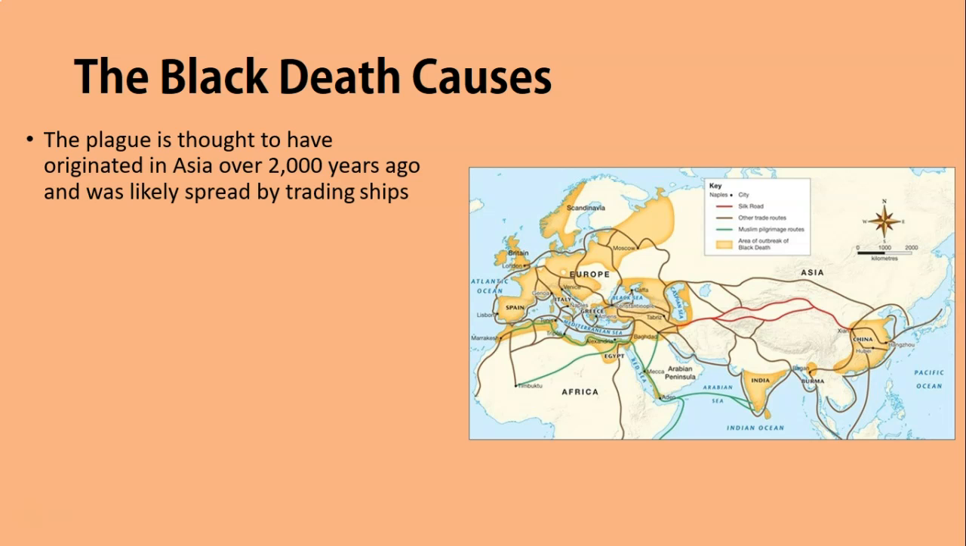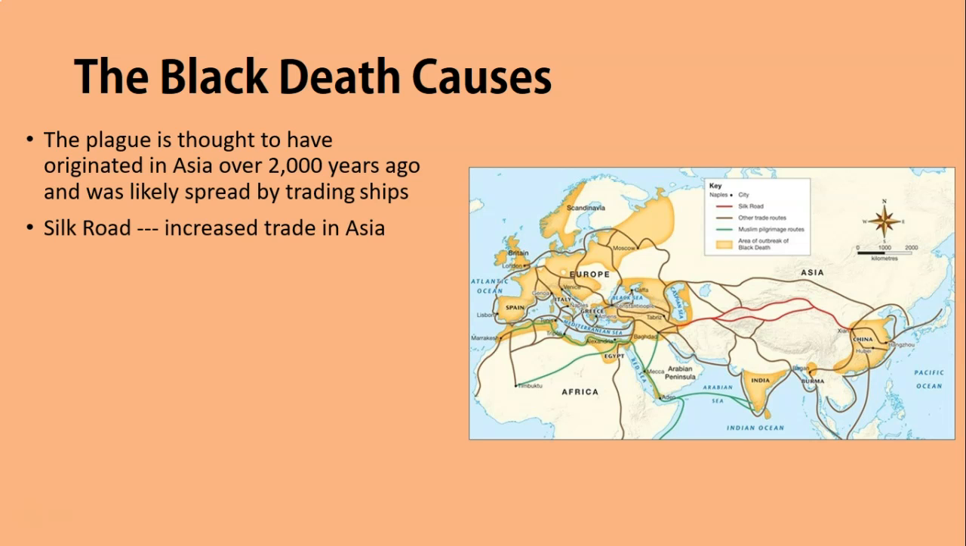Some scholars think that it might have originated in Asia over 2,000 years ago. There is some evidence that it was also already in Europe. But what we do know, and you can see it here on this map, is that the number one thing that is going to spread this disease is trade. All right.